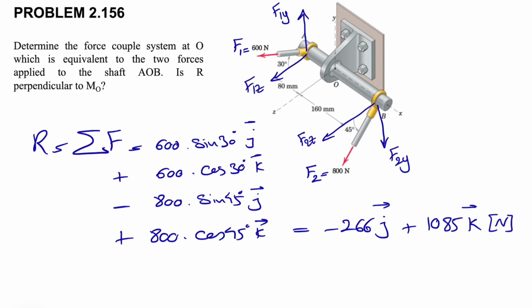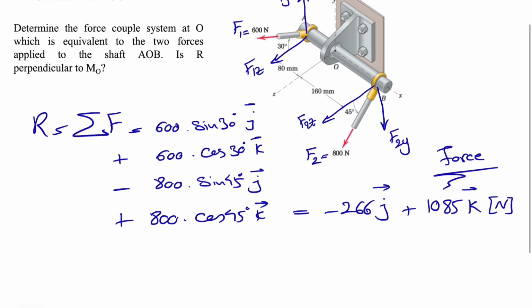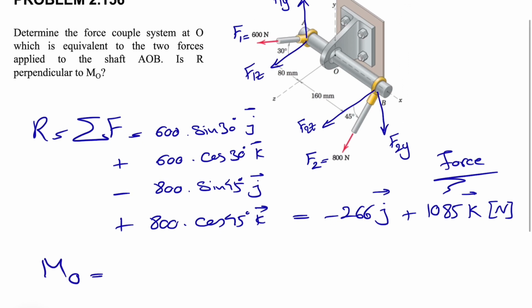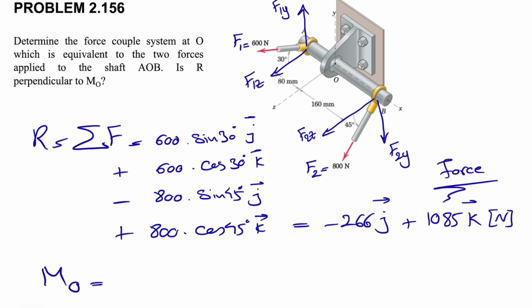And if we add all this together, we get minus 266 for the Y component of R, and we'll get 1085 for the K component, and the unit will be Newtons. So that's the force part of the force-couple system. And let's move on to the moment about point O.